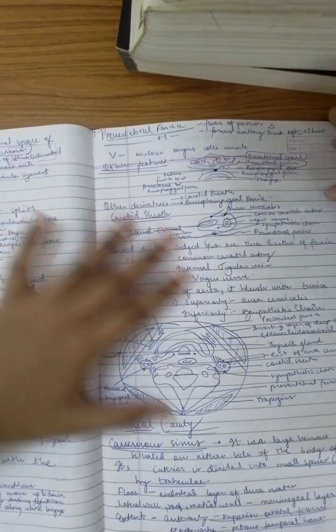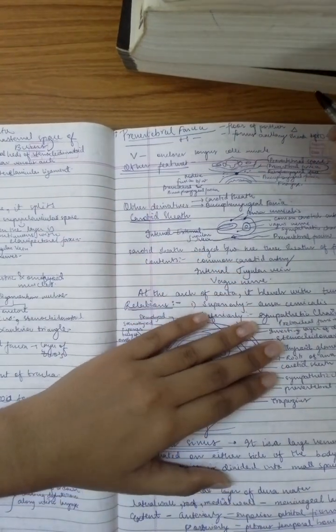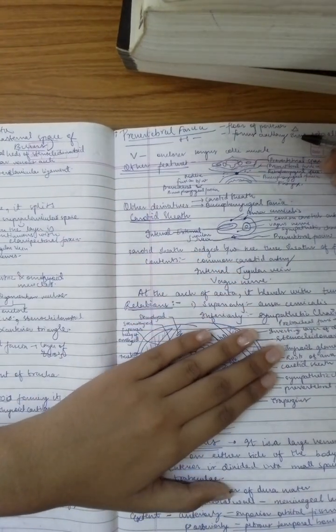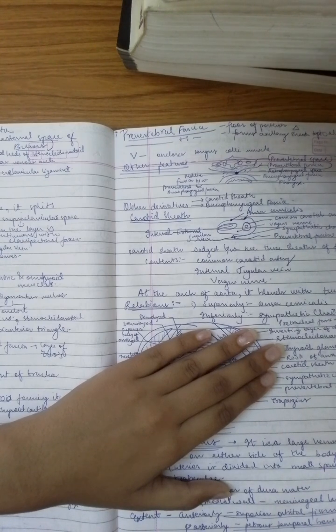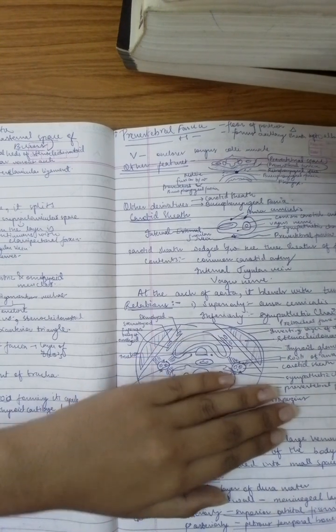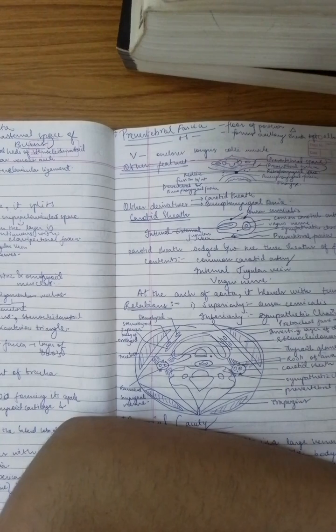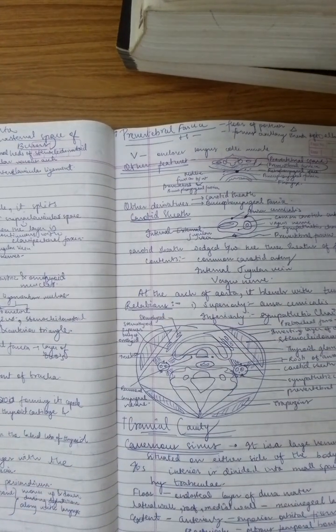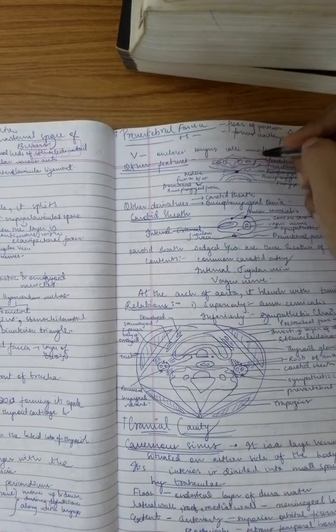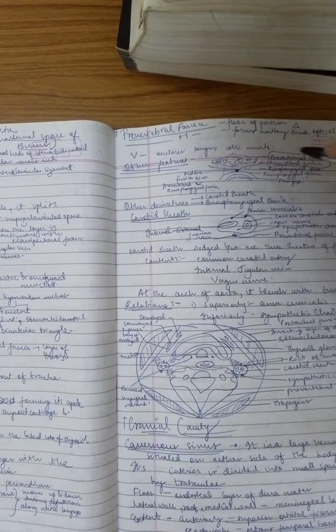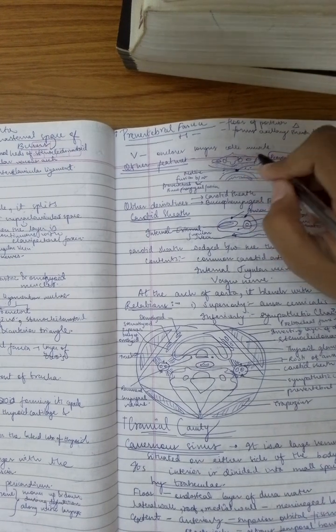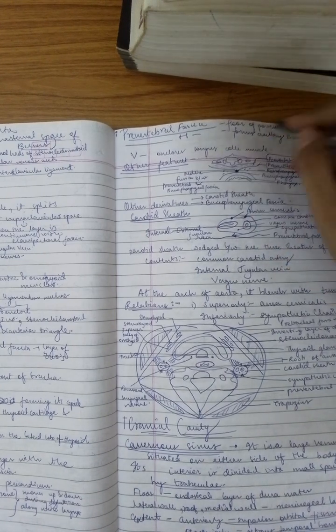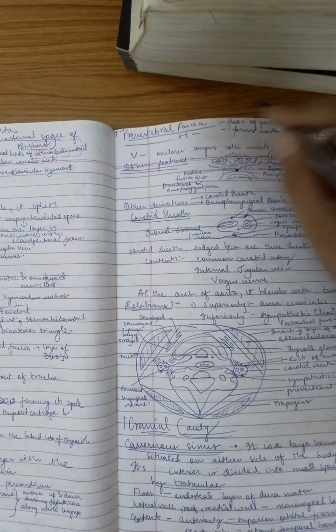Next is the prevertebral fascia. It forms the floor of the posterior triangle and forms the axillary sheath up to the elbow. It is continuous as the axillary sheath up to the elbow, and it forms the floor of the posterior triangle. It encloses longus colli muscle. Vertically it encloses longus colli muscle, and these are the features of the prevertebral fascia.